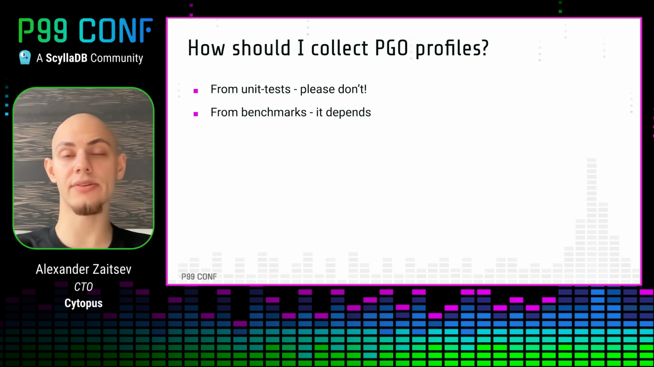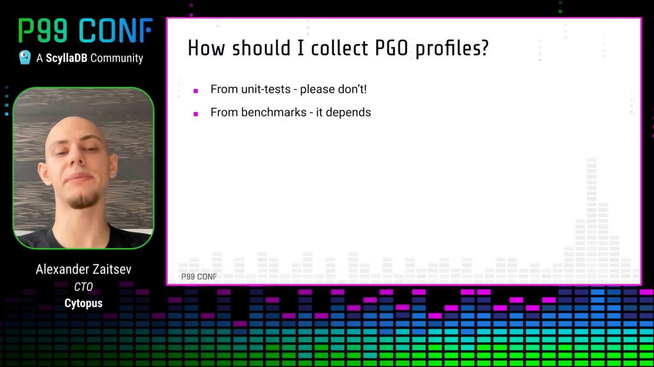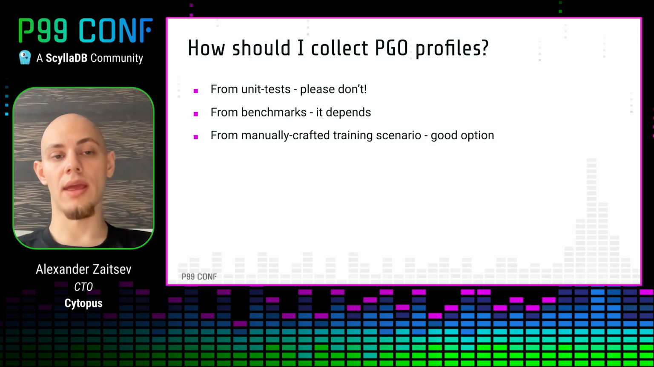From benchmarks, actually it depends. It depends on how similar your benchmarks are to your target workload. If they are similar enough, for example, the ClickBench benchmark suite for OLAP databases, you can use it for the PGO training phase. Otherwise, think about it twice. A manually crafted training scenario is a good option. Actually, this option is used in all or almost all open source projects that support PGO optimization. They build scripts.